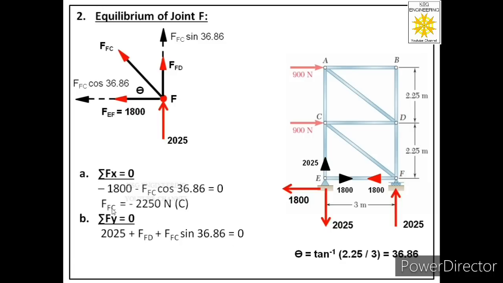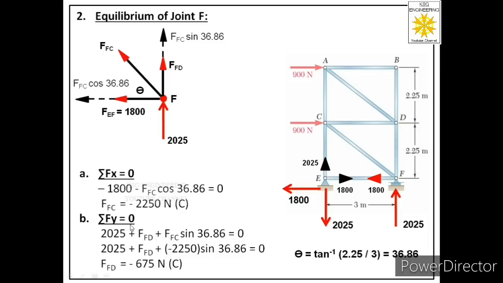And we have already found the value of FFC. Let us put that value, which is minus 2250, in this equation, and from that equation we will get the value of FFD, and we got a negative value over here. So the negative sign tells us that FFD is also a compressive force, because at the start we considered its nature tensile, that is away from the joint, but we got a negative sign, so it means FFD is also a compressive force and it is acting towards joint F.